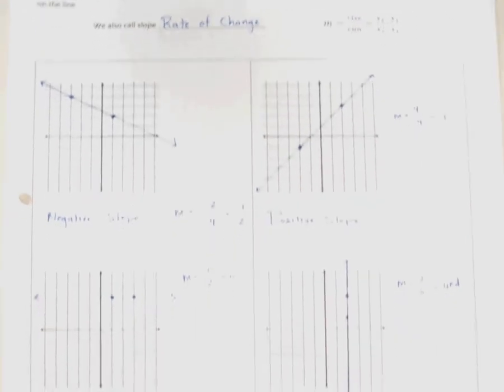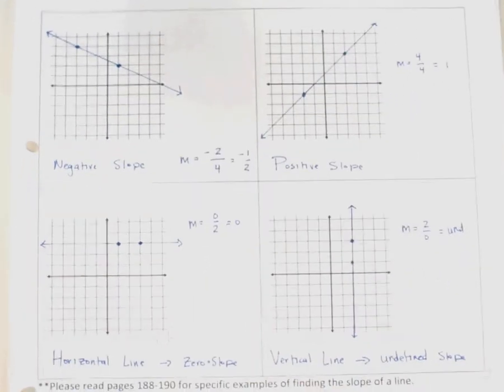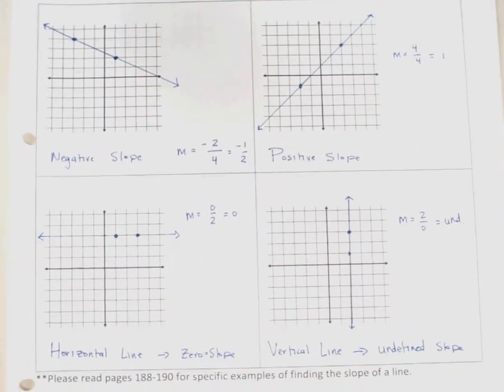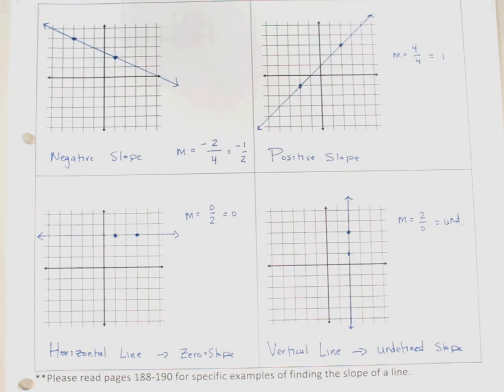Two special types of lines are horizontal lines and vertical lines. Horizontal lines have a slope of 0. So here's an example of a horizontal line. I do not move up at all to get to the other point. Therefore, my rise is 0. And the run is the distance between the two points, which in this case is 2 units. 0 divided by 2, or 0 divided by any number, is always 0.